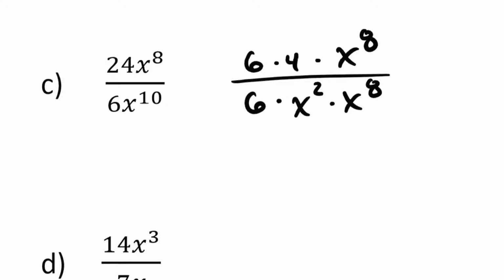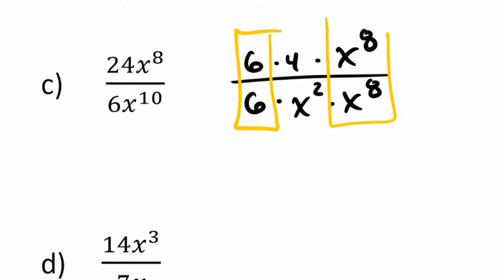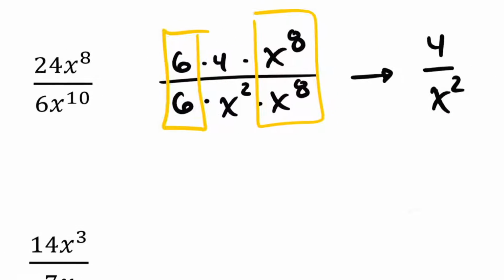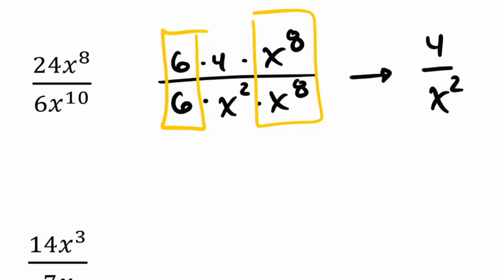So again, as I look at it, yes, the top is 24x to the 8th. Yes, the denominator is 6x to the 10th. And I can clearly see the value of 1, right? 6 over 6 is 1, and x to the 8th over x to the 8th is 1. So in the numerator, I'm left with a 4, and in the denominator, I'm left with x squared. So that's the answer I was expecting to see for part C.